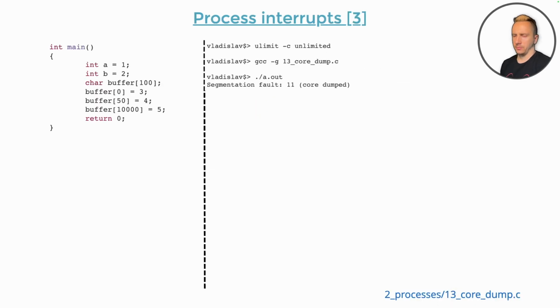Here I have an example where I try to trigger such an exception. I have code with some local variables and a buffer on the stack of size 100. I try to access this buffer by the index 10,000, which will most likely go into some invalid memory segment because it's very far beyond the array borders. And this, again, most likely will trigger a segmentation fault.